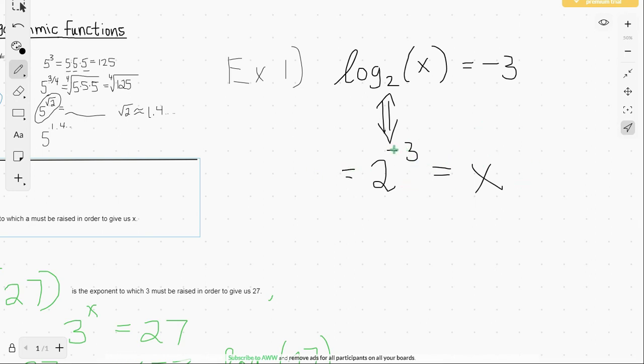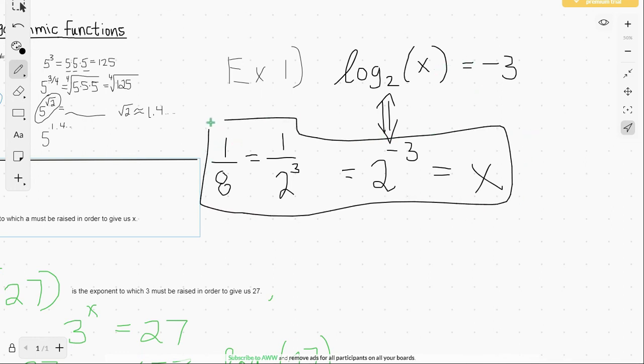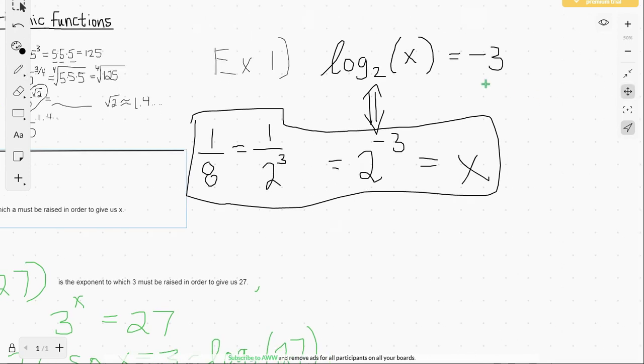But what is 2 to the -3rd? That's 1 over 2 to the 3rd, which is just 1 over 8. So we just solved that logarithmic equation. The answer is just 1/8. Awesome. So log base 2 of 1/8 is -3. Perfect.